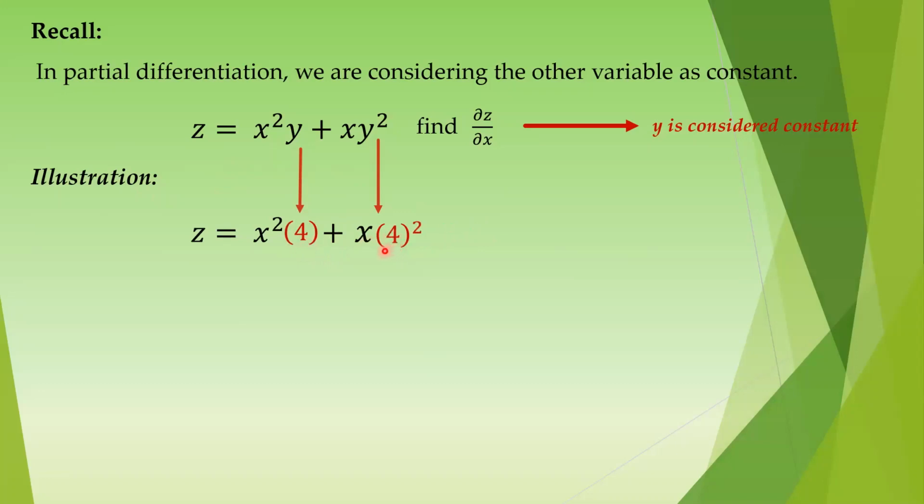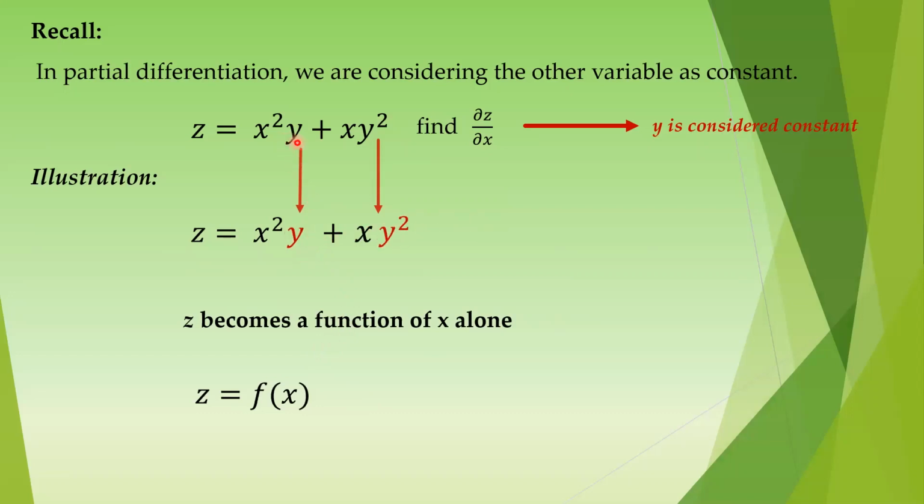Ano nangyayari sa equation natin kapag ang y ay naging constant? So meron ka na lang variables na z at saka x na lang. Ganun ang nangyayari. Kaya meron tayong z as function of x alone, or z is equal to f of x. Pero yan pa rin ay y, kasi nga, yan ang ating given. Y pa rin, saka y squared. Kaya lang siya muna ay constant. Kaya meron ka pa rin z as function of x alone. Tuloy natin.